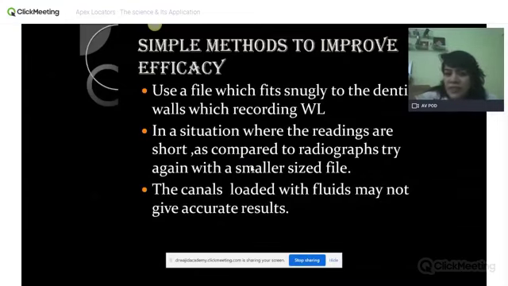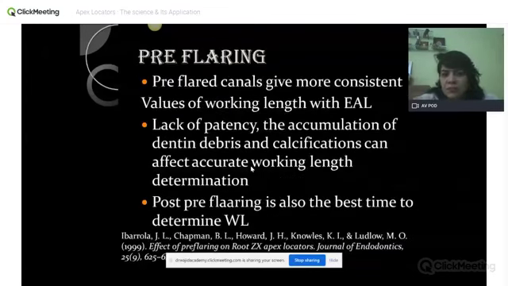Simple methods to improve efficacy. It has been proven that when you use a file which fits snugly to the dentin walls while recording the working length, you are highly likely to get an accurate working length. In a situation where the readings are short as compared to the radiographs, try to go in with a smaller sized file. The canals loaded with fluids may not give you accurate results, so try to keep the canal as dry as possible. Pre-flaring. Pre-flared canals always give more consistent values of working length with electronic apex locators.